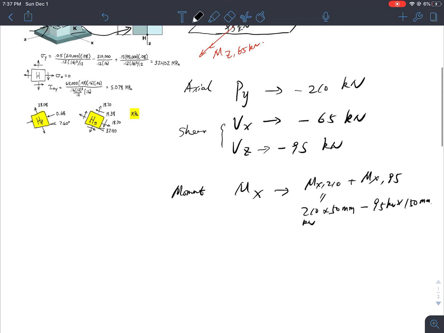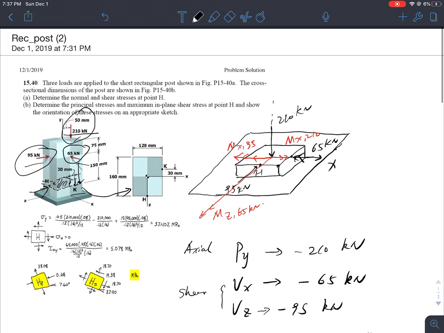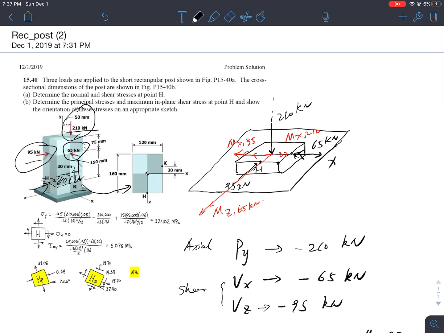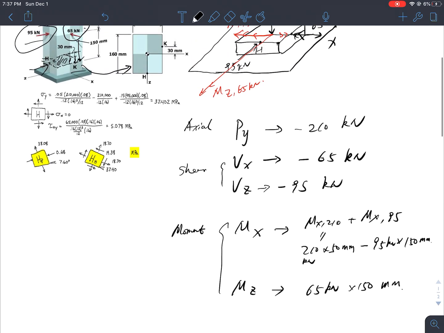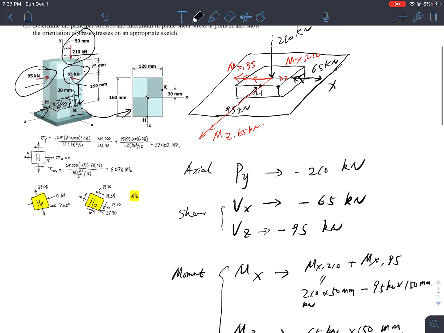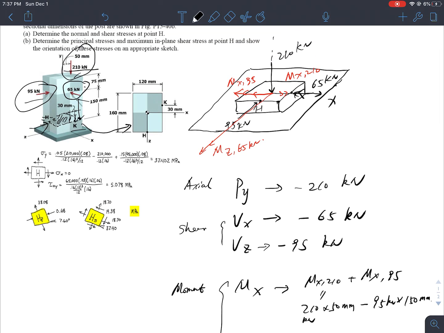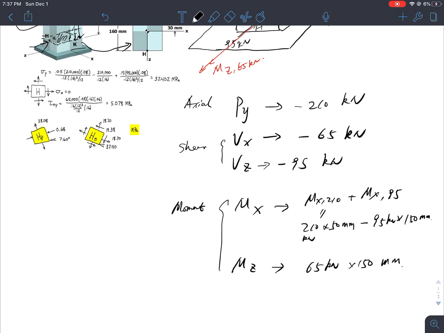So these are the moments I have. And don't forget, I also have a Z moment, which is from the 65 kilonewton, and this 65 is shifted by 150 as well. So these are the moments. How about My? I fortunately don't have any My.